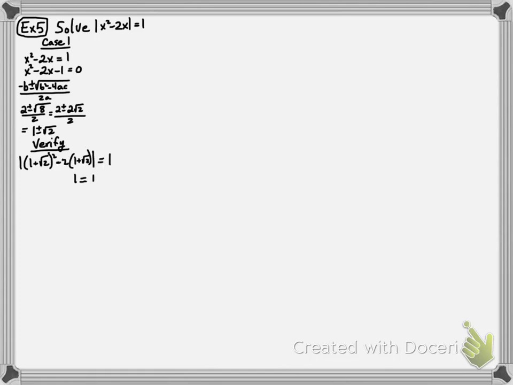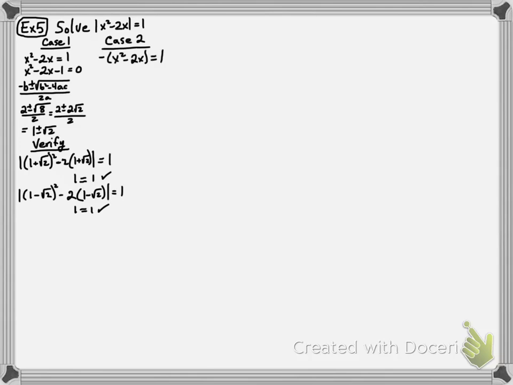If you verified it and substituted it and took the time, you would get 1 is equal to 1, so it does work. And for 1 minus root 2, squared, minus 2 times 1 minus root 2 equals 1, if you took the time and plugged it in your calculator to verify those numbers, you're going to get, again, 1 is equal to 1. So both of these verify in case 1.